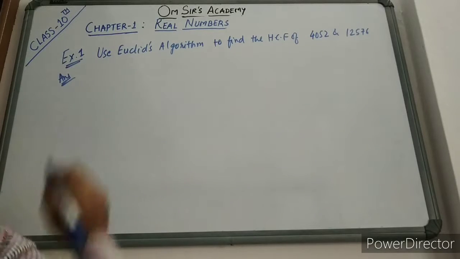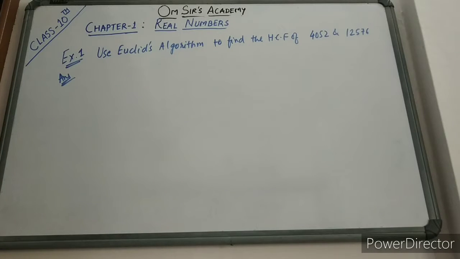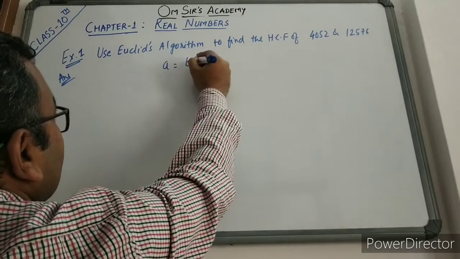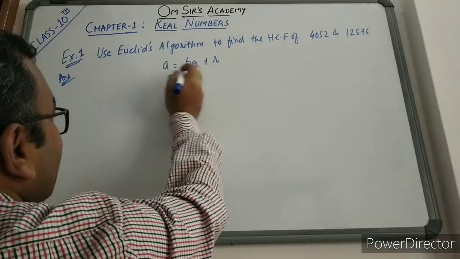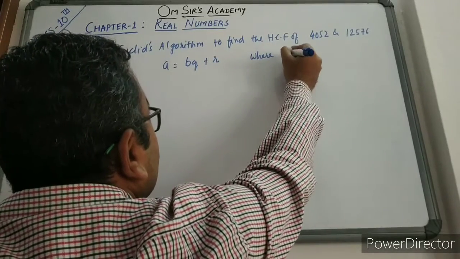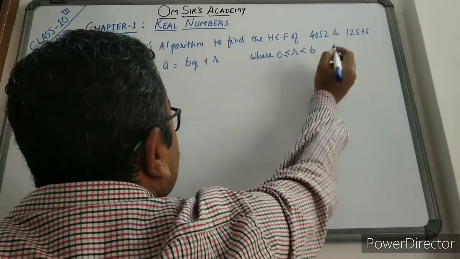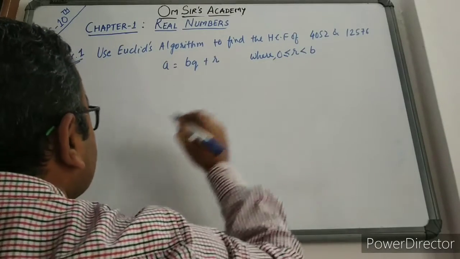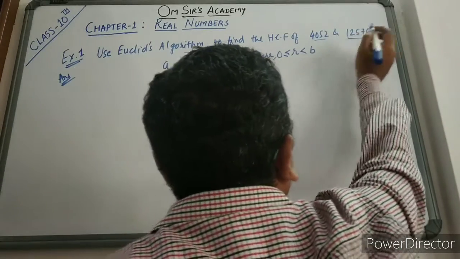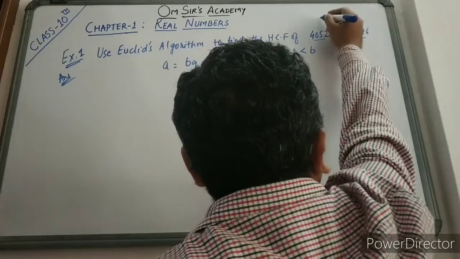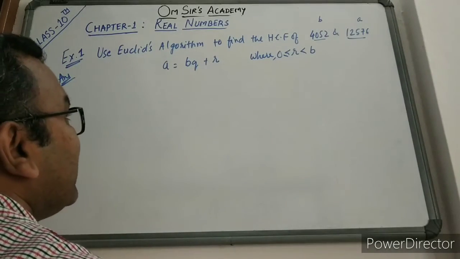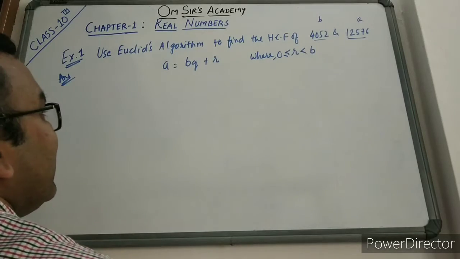By using Euclid's division lemma. What was Euclid's division lemma stating? A equals BQ plus R. This is Euclid's division lemma, where R should be greater than or equal to 0 and less than B. Is it clear, friends? So here what will be my A? Among these, I'll take A as this and B as this. Always take the greater number as A, because it will be your dividend.